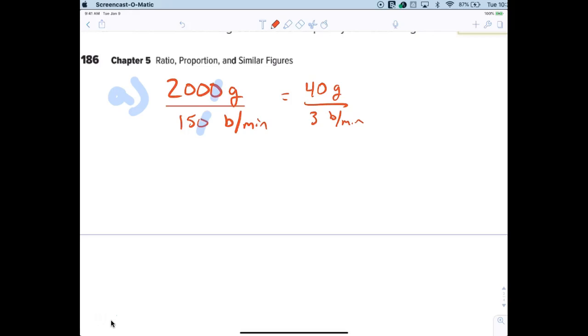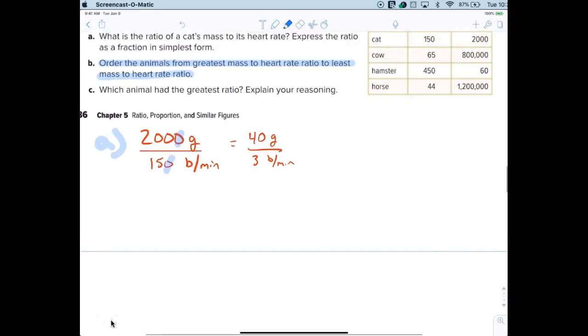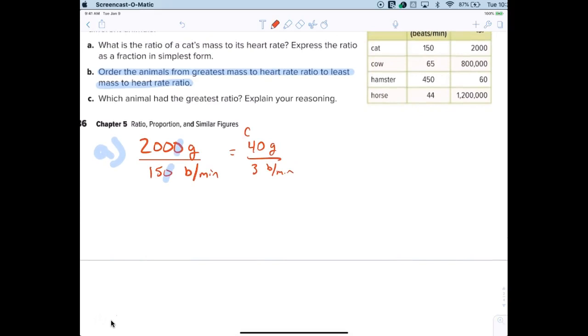All right, so now I have to do B. Now look, B is annoying, so everybody's got to stay with me. Order the animals from greatest mass to heart rate ratio, from greatest to least. So already I have the what done? What do we do already? We have the cat done. Here's the cat. All right, now I have to do the cow.